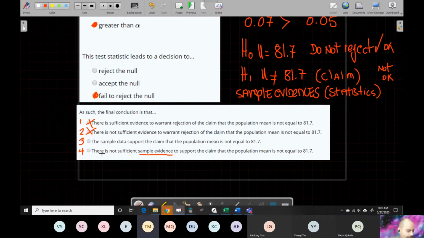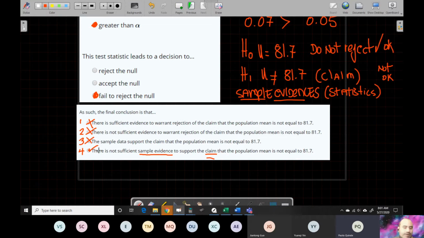So let's read. Oh, it is number 4. There is not sufficient sample evidence to support. Remember that they want to support the claim. To support the claim that the population mean is not equal. So basically, because you say this is okay, you are saying that your sample evidence told you that this is not okay. So that is the right answer.